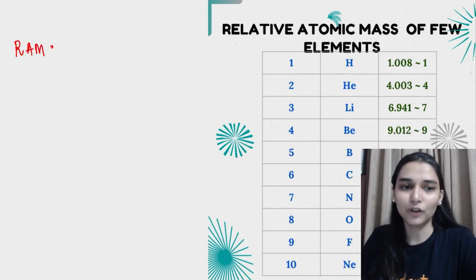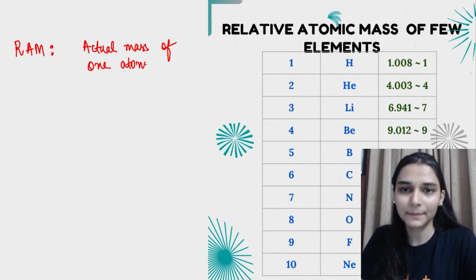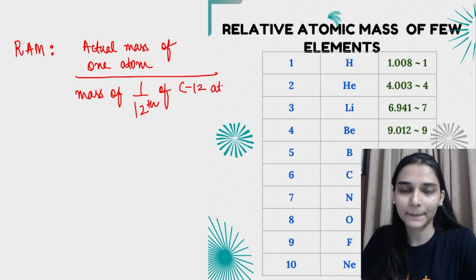RAM is relative atomic mass. For this, we have to take the actual mass of one atom divided by the mass of 1/12th of a carbon atom. Okay, it's a simple task, this is all you have to do. Take the actual mass of one atom, and then divide by the mass of 1/12 of a carbon atom, meaning divide by the 1 AMU.